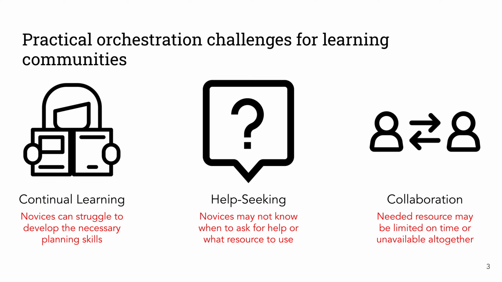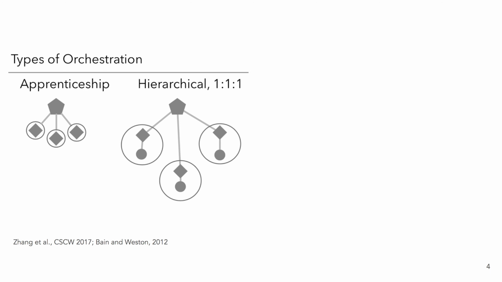And even if they do know where they could get some help, the resource might be limited on time or completely unavailable altogether when they try to get help from them. And so while experts in the community can help to orchestrate some of these planning tasks and help-seeking interactions, as these communities grow in size, it becomes difficult for the few experts to handle all the needs of novices.